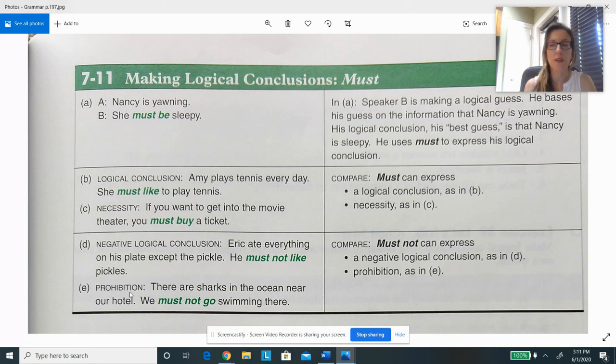Prohibition, again, when you're not allowed to do something. There are sharks in the ocean near our hotel. We must not go swimming there. Okay, so again, they're showing you the difference. This one is just making a conclusion, and this one is saying we are not allowed to do that.